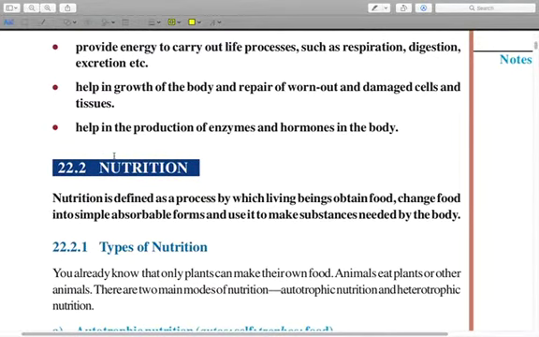Then, to help in the production of enzymes and hormones in the body, we have to produce digestive enzymes, we have to produce some other hormones, okay, in our body for proper functioning. So to produce all these things, these are necessary. Enzymes and hormones are necessary in our body. So we need food, okay, for the production of enzymes and hormones in our body.